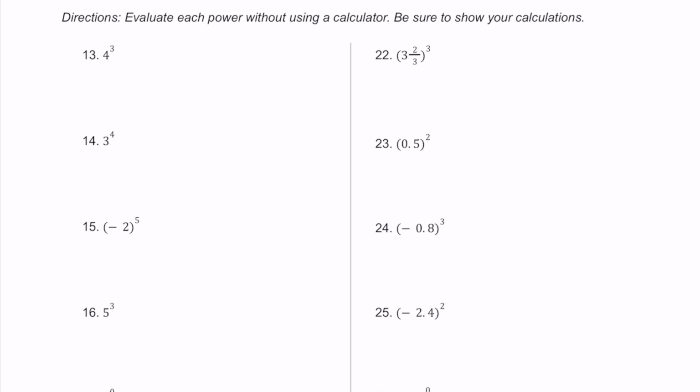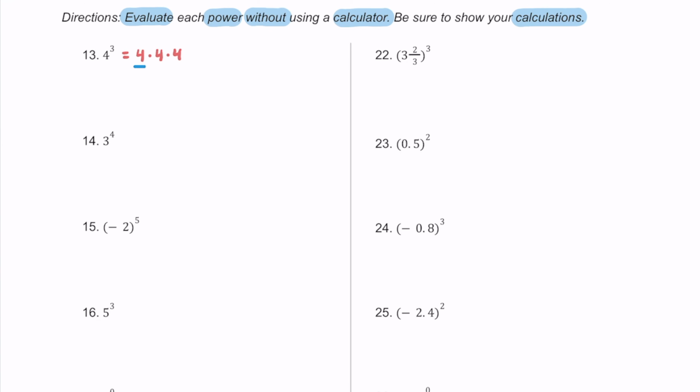Let's go ahead and practice actually evaluating them or solving them. So for these next set of problems here, let's go ahead and evaluate each of these powers without using a calculator. Okay, so without, we want to try to do this by hand. And let's show our calculations as needed. All right, so for number 13, we have 4 to the third power. So that's really 4 times 4 times 4.